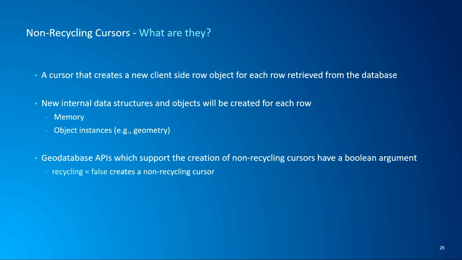Non-recycling cursors. That's sort of the opposite. A non-recycling cursor will create a new client-side row object for each row that we're returning back to you from the underlying data store. We will create new data structures and objects. We'll create new geometries. Okay, that's why it takes more memory. So for any API that will hand back cursors of which you can get either a recycling or non-recycling, you'll just set recycling to false to get the non-recycling cursors.